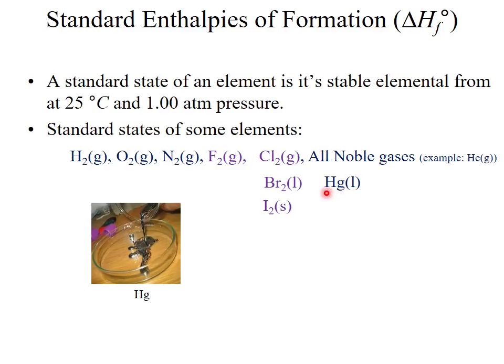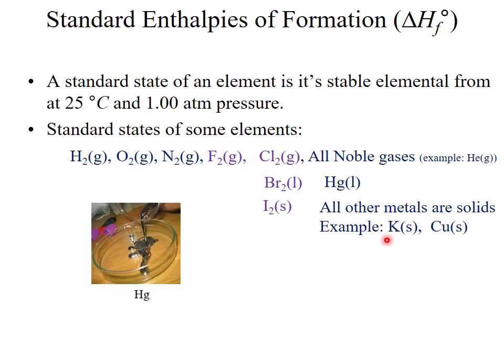Mercury is the only metal which exists in a liquid form at 25 degrees Celsius and 1 atmospheric pressure. You may be familiar that mercury is a liquid at room temperature. All other metals are solids. So potassium would have this state as the standard state, and this would be the standard state of copper.